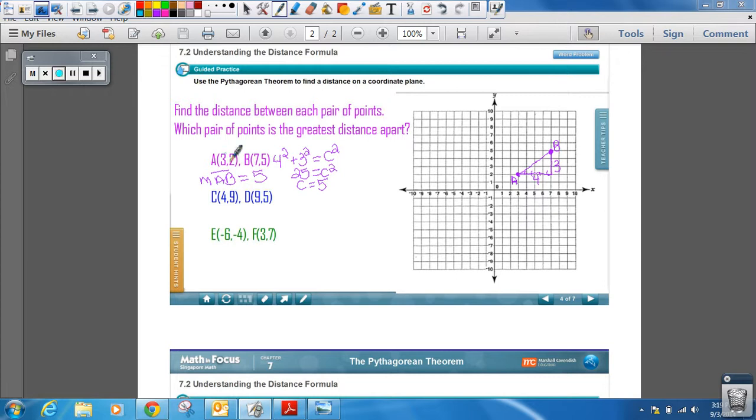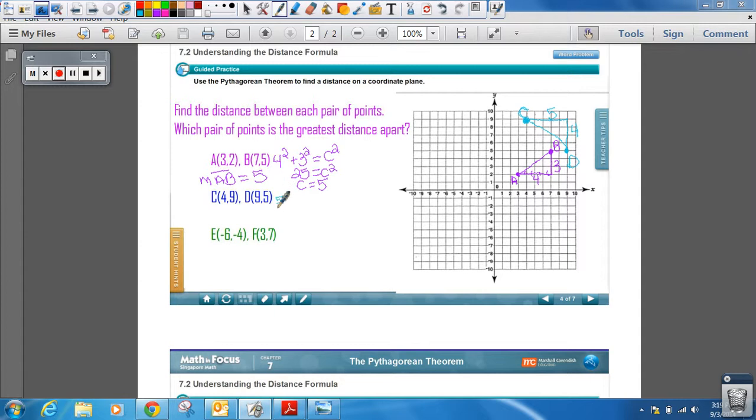Okay, now I go ahead and I'm going to do CD. So I need to go ahead and put that on the label first. So I go over 4, up 9. Don't forget to label it. So that is my C. D is 9, 5. And I'll connect those. And I'm going to draw my triangle this way. So I go over 1, 2, 3, 4, 5. My other leg is 1, 2, 3, 4. So that's the numbers that I'm going to use over here.